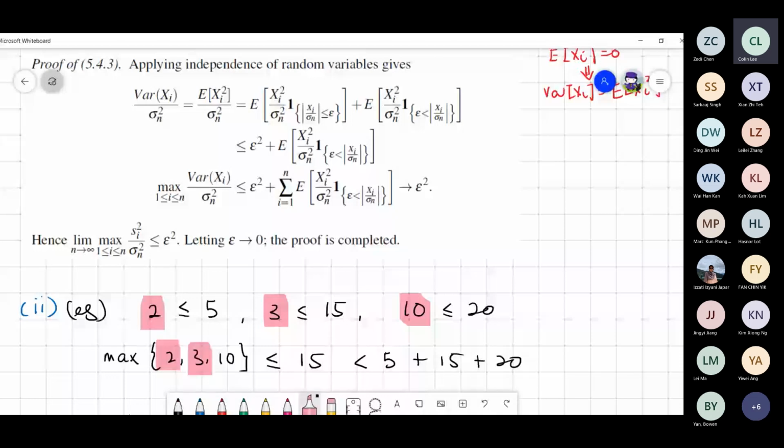So that means you can see this is 2 less than 5, 3 less than 15, 10 less than 20. So that means if you look at the maximum of 2, 3, 10, this must be less than you are adding all of them. Okay, because the maximum of them must be less than one of them. So you just adding it must be this. Okay, so this is how you can get it. So this is the second part, is quite easy.